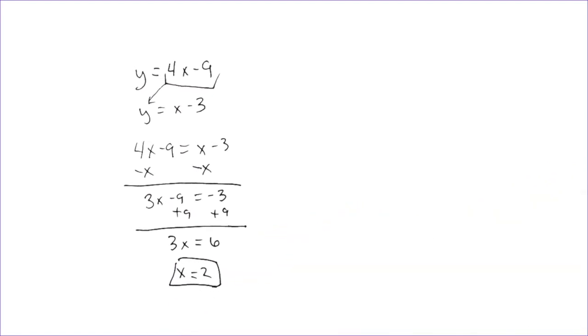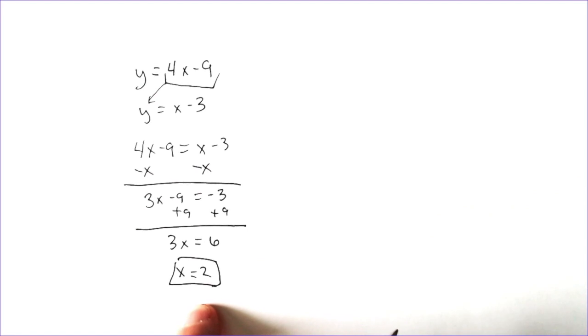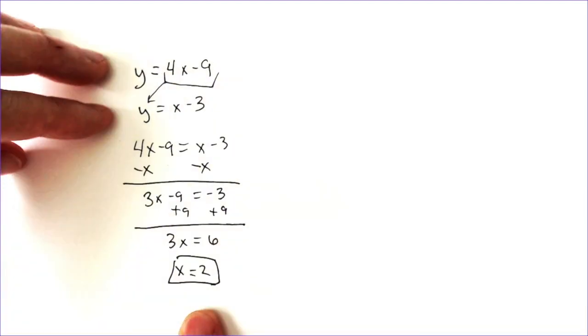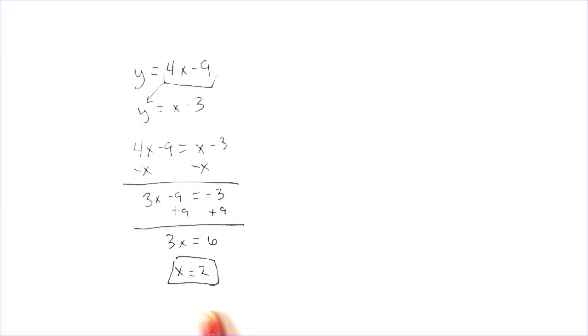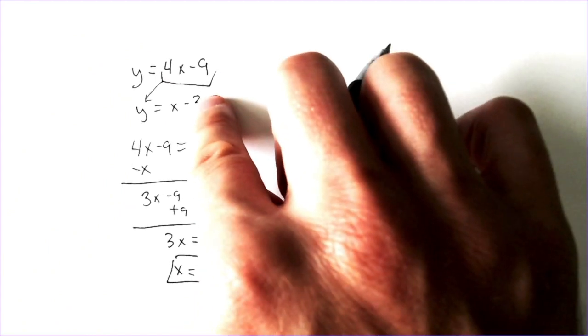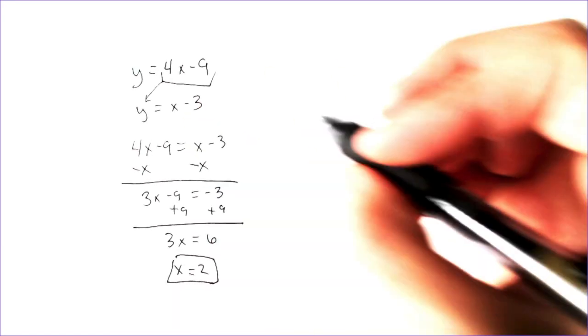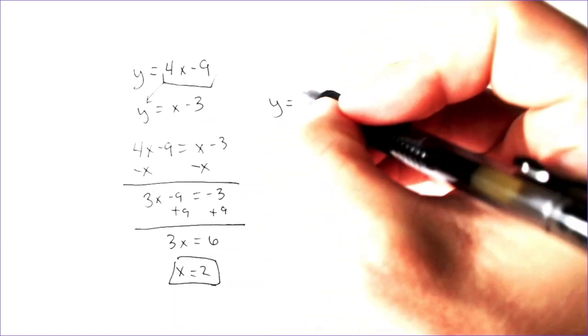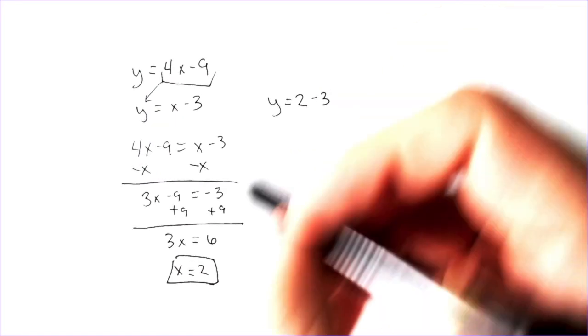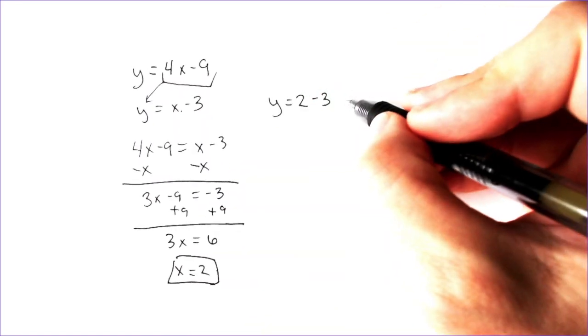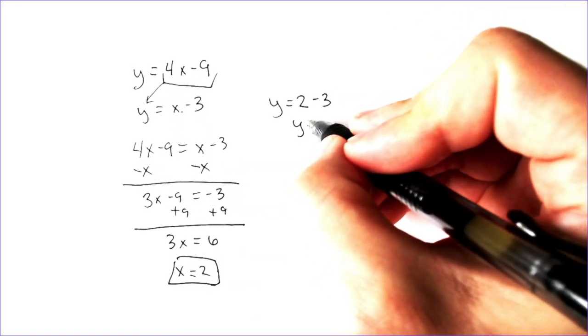From here, you're not finished. You have to plug this x value into one of the two equations, the top two equations, to figure out what the other variable is, in this case y. So I'm going to plug in 2 into the bottom equation. The bottom equation is by far easier. So I'm going to plug in 2 there. Y would equal 2 minus 3. I plugged in 2 for x, which means y will equal negative 1.